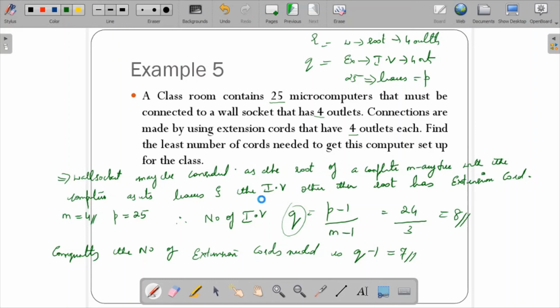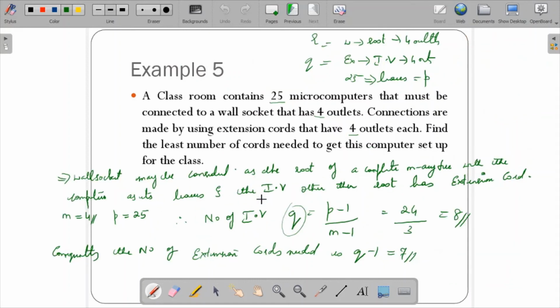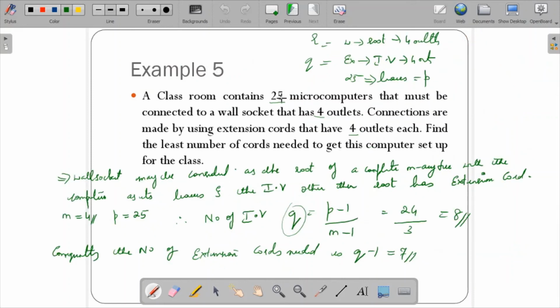So these two examples are slightly different. This one is for the complete binary tree with 2 outlets. This one is for the M-array tree with 4 outlets. Both problems are similar, but how you take the root, how you consider the extension cord, and how you consider the computers as leaves is very important. I showed this in the diagrammatic representation and explained the problem. Example 5 is similar to this one, the only difference being that we have 4 outlets. So these are the 5 examples under rooted trees.